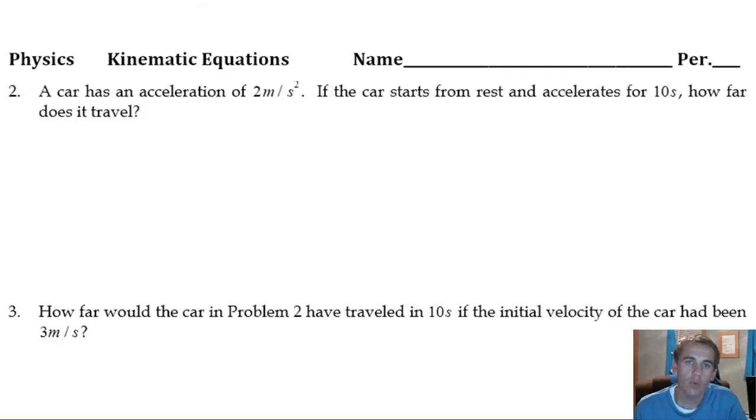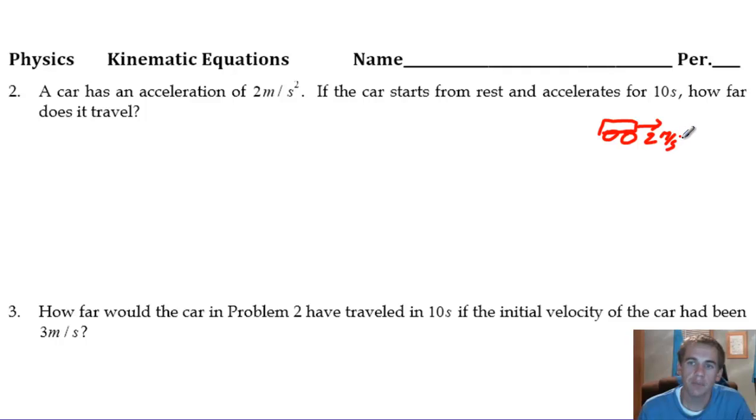Okay. Well, first thing we want to do is establish a positive direction so that we know which way everything's moving. So I'm going to draw a little car sitting right here at rest, and it's going to start to accelerate in that direction. I just assigned that 2 meters per second squared, and I'm going to call that the positive direction. So now I'm going to find my variables.